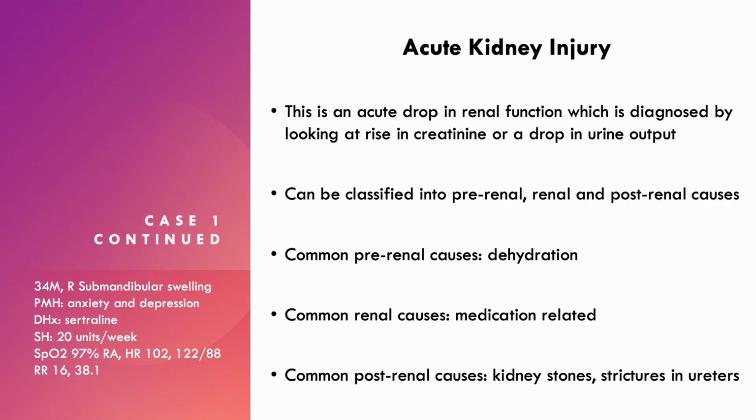So acute kidney injuries. An acute kidney injury is an acute drop in renal function which is diagnosed by looking at a rise in creatinine, or it can be a drop in urine output. It's classically put into 3 different causes. You have pre-renal, renal, and post-renal causes. Common pre-renal causes are things like dehydration. You're reducing the preload to the kidney. Common renal causes are things like medication related or other things like glomerulonephritis. And post-renal causes tend to be obstructions, so things like kidney stones or strictures in the ureters or the urethra, so a narrowing which is obstructing flow of the system.